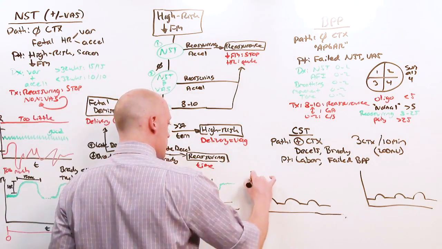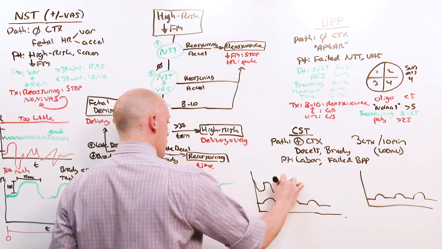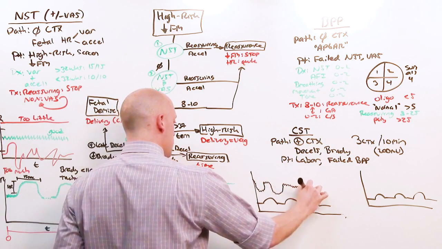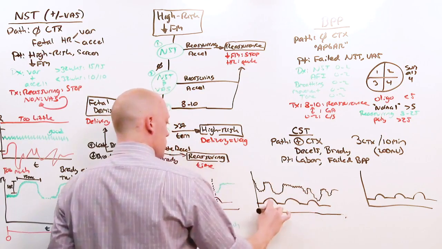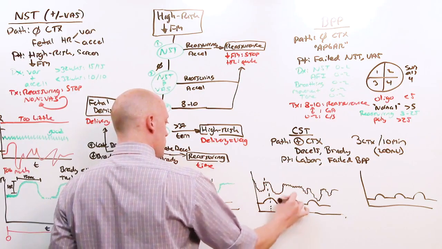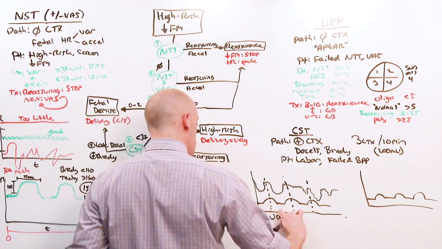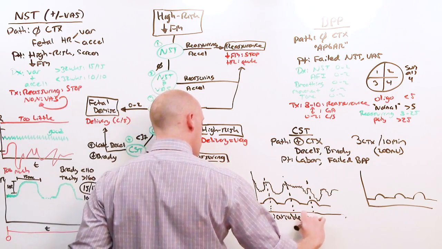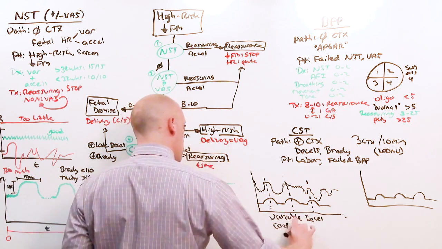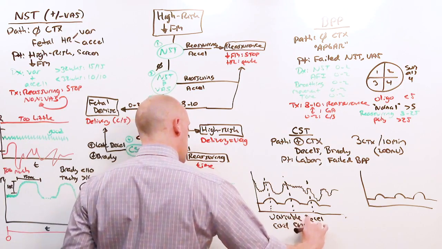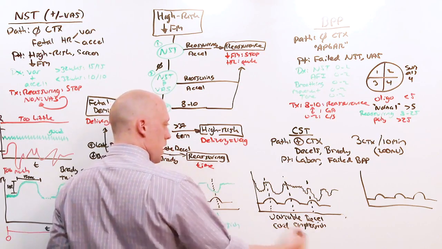If what you have instead are fetal heart tracings that have nothing to do with the contractions at all, these are variable decelerations. They are a result of cord compression. And while that sounds dangerous, it isn't. You don't have to do anything with this either.